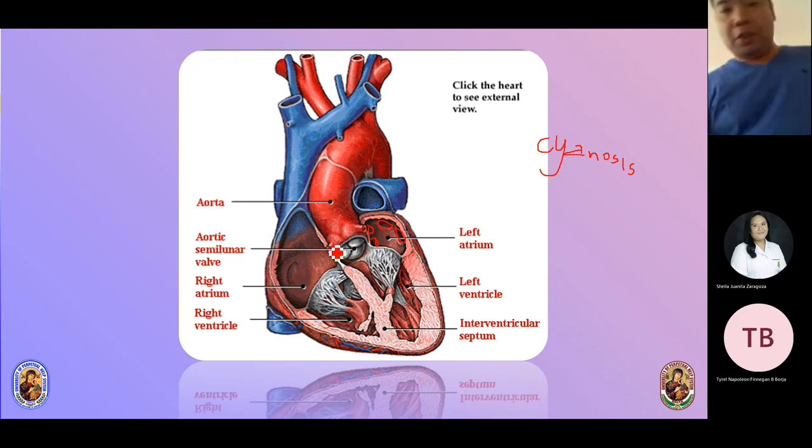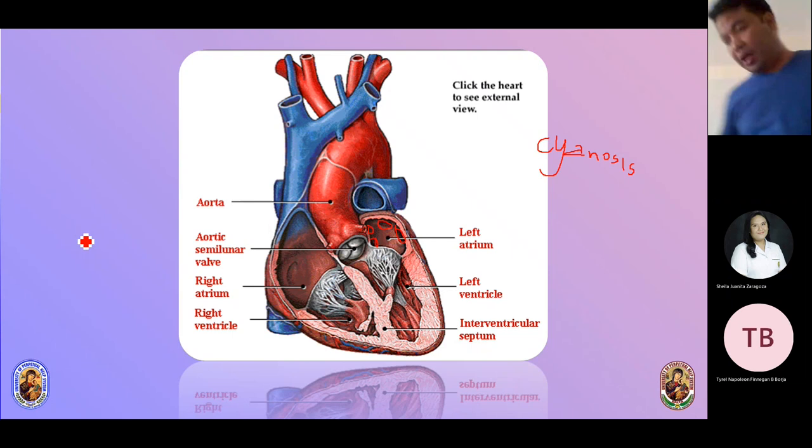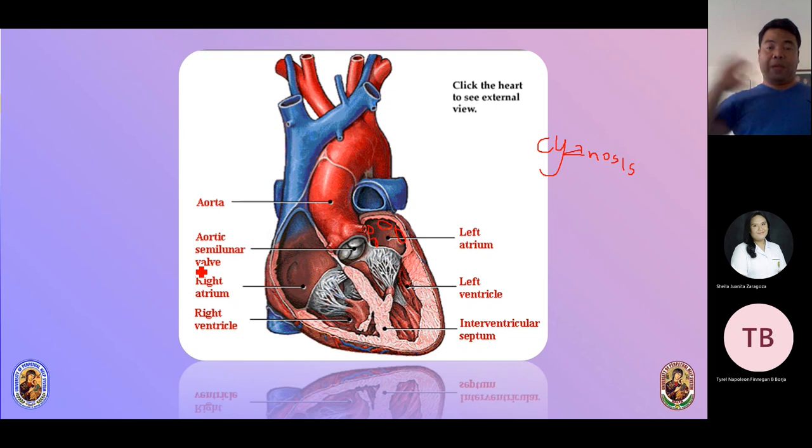Sige, let us continue. We will now trace yung blood flow inside the heart. Para mas madali nyo maintindihan, i-try nating i-trace yung blood flow doon sa puso natin. Sabi natin, lahat ng used up unoxygenated blood of the body, babalik din sa puso yan. Kasi yung function ng heart natin is to pump blood to the systemic circulation.